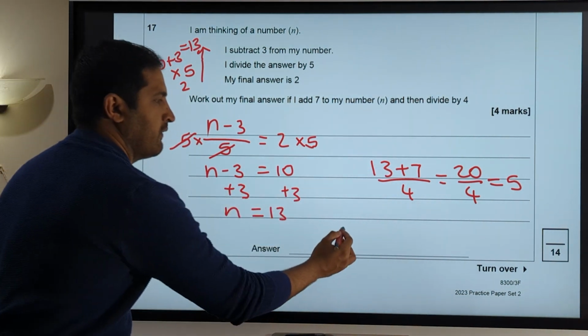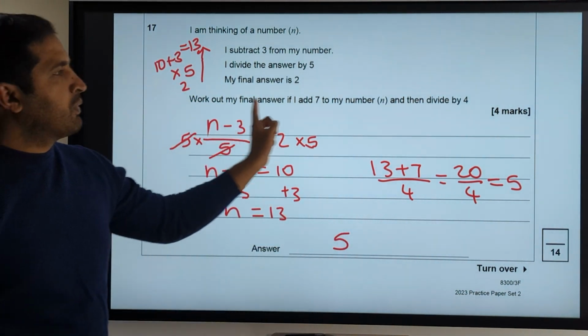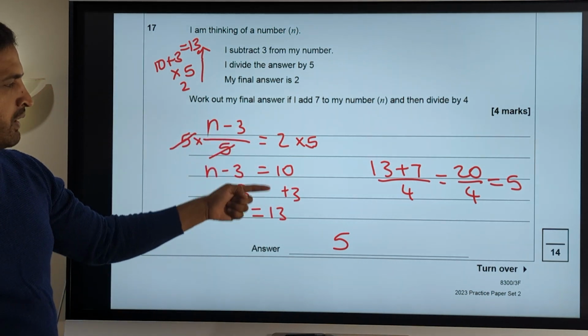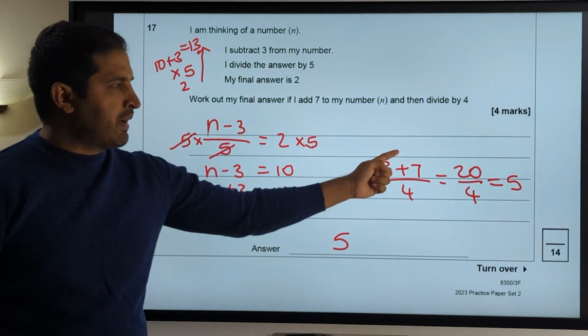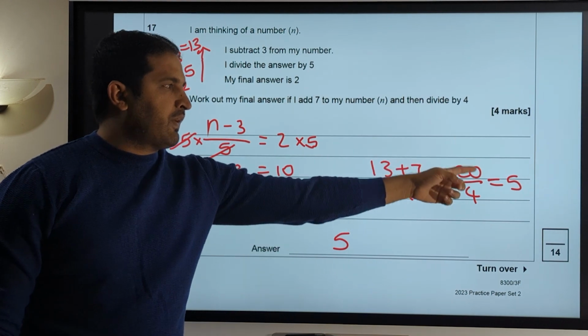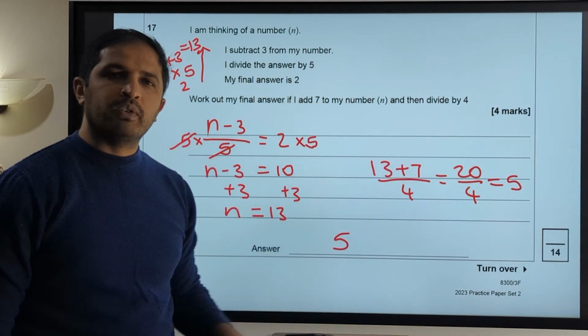5 is your final answer. That's what you get if you complete that. So again, 2 marks if you work that out, third mark if you did that correctly, and then the final mark if you did 20 divided by 4, which gives you 5.